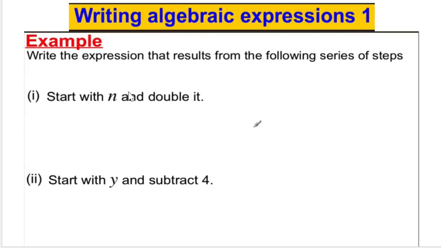Okay, now the question is: write the expression that results from the following series of steps. Start with n and double it. So if you start with n and double it, how can we write it? You write n there, and then make an arrow. You have to times it by 2, and that is n times 2. You can write n2, but that is the wrong way to write it. The correct way to write it is 2n.